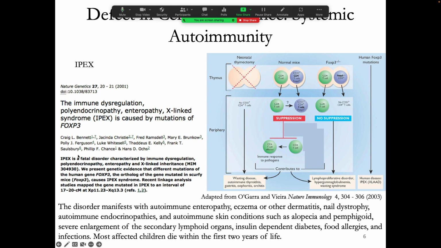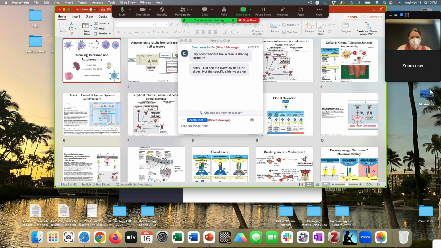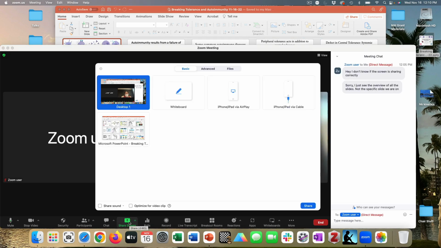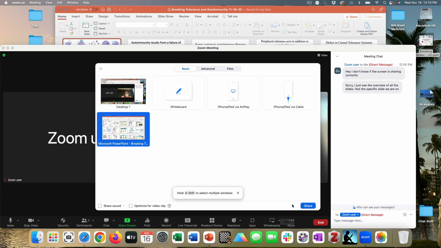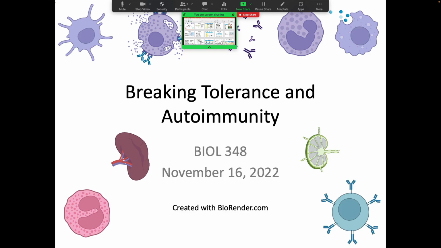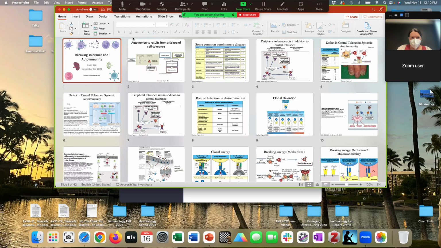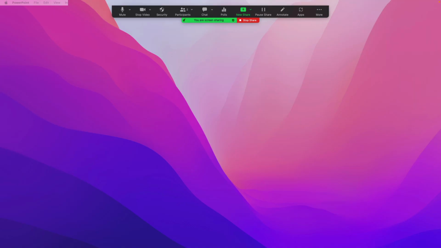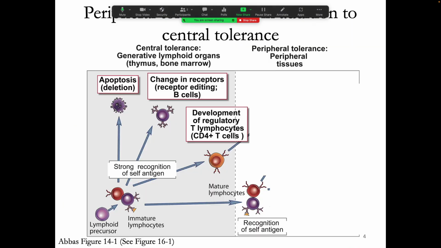All right, quick troubleshooting detail. All right, stop share. Share screen. Oh, wait. All right, did that fix everything?